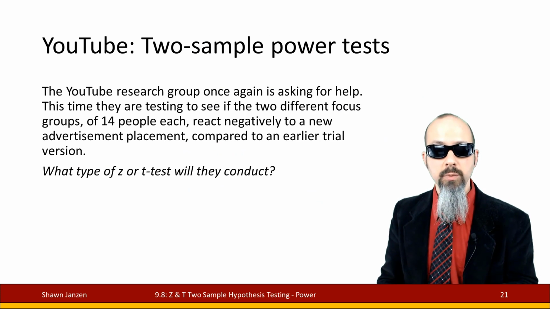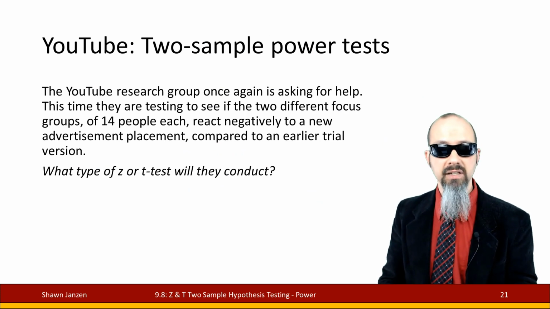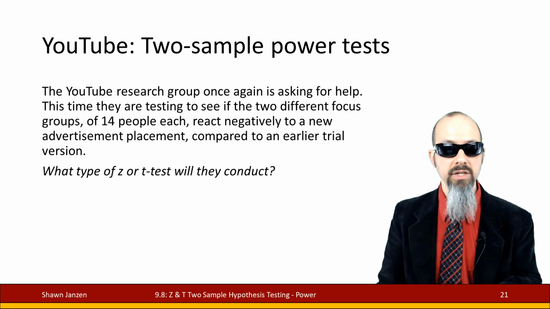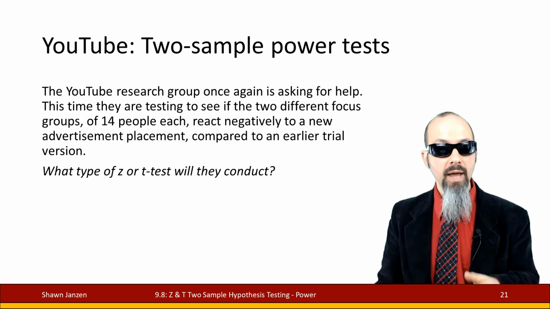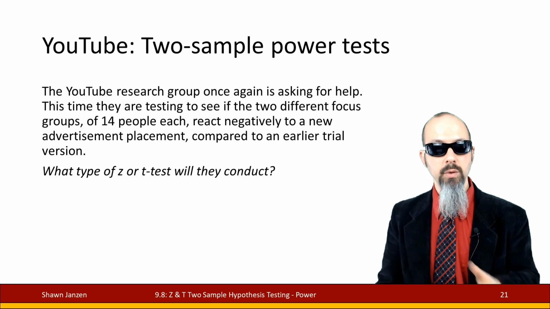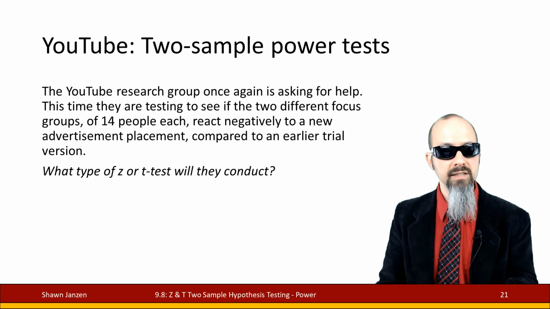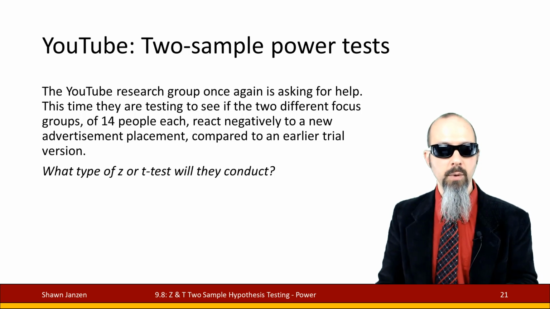Moving on, the YouTube research group is back once again and they're asking for our help, but this time they want to see if two different focus groups of 14 people each react negatively to a new advertisement placement compared to an earlier trial version. And they want to know, first of all, what kind of Z or T test should they be conducting on this data? Go ahead and pause the video for a moment while you think about that.